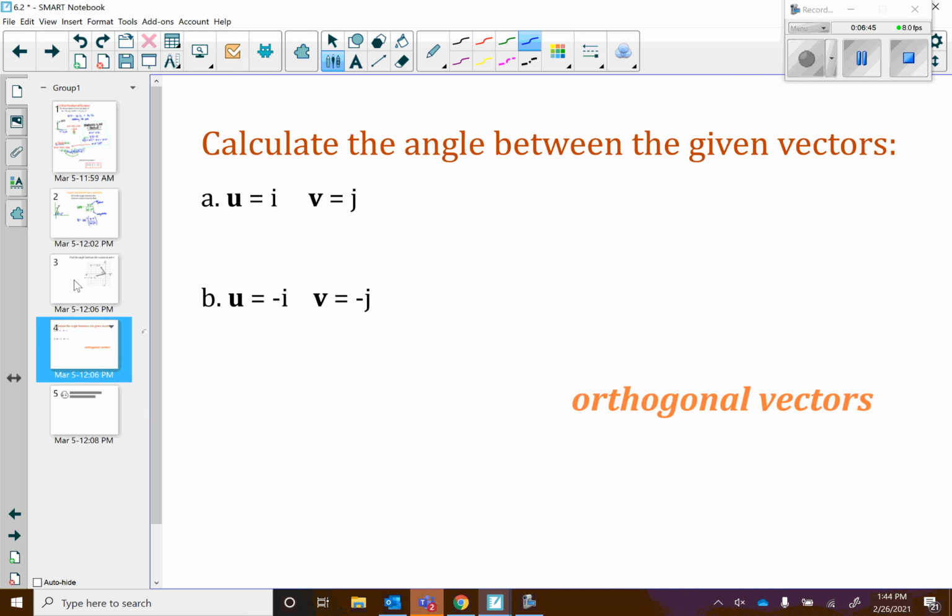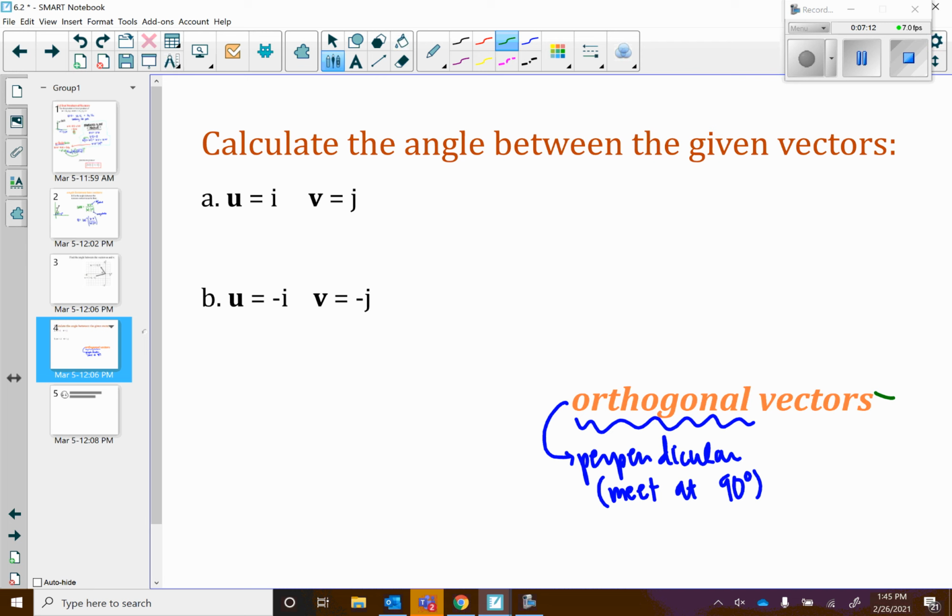This is another problem that, again, if you want to pause the video and write it down, that would be great. I am going to define orthogonal for you, although we're going to talk a little bit more about it in class. But orthogonal means perpendicular. And if you remember, perpendicular means two things that meet at 90 degrees. So we'll talk a little bit more about this after doing this example here, and those are the notes for 6.2.